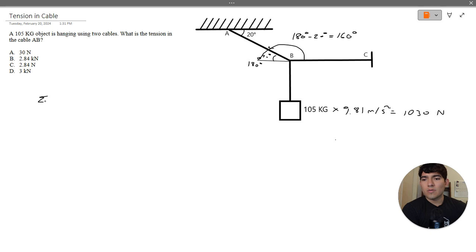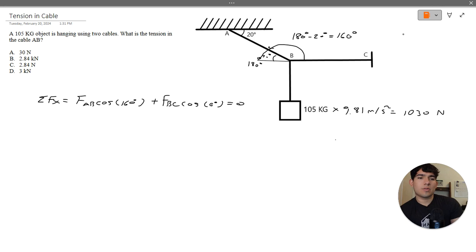So we'll start off with the sum of the forces in the x direction, and we'll do the force in cable AB, and the x component of that is cosine of 160 degrees, plus the force in cable BC, and that's going to be cosine of just 0 degrees, is equal to 0. So you can see it's a 0 degree angle.